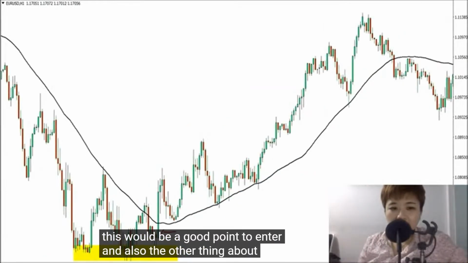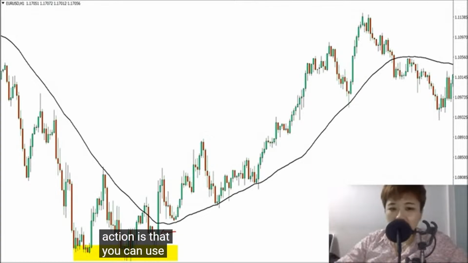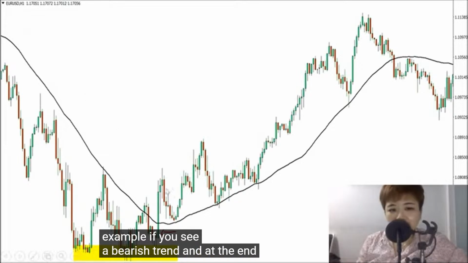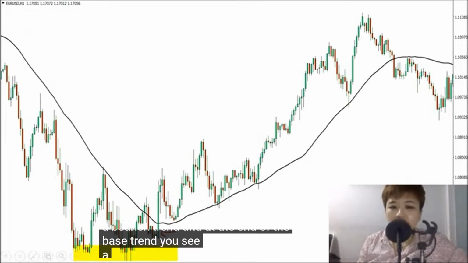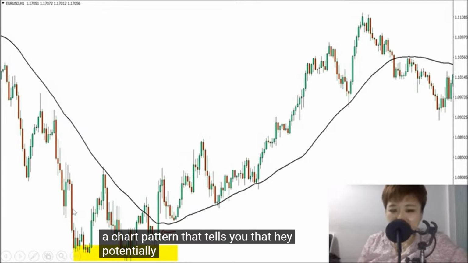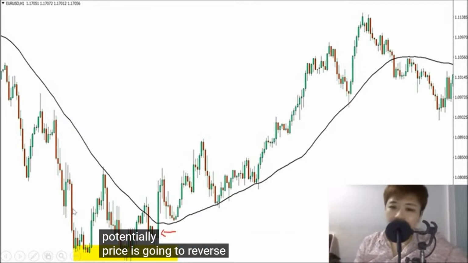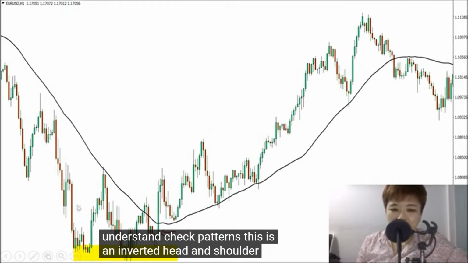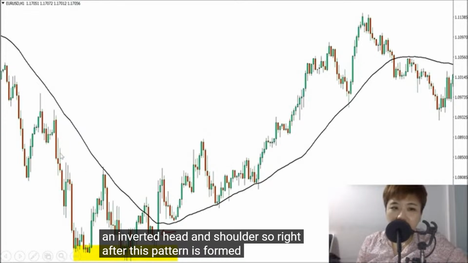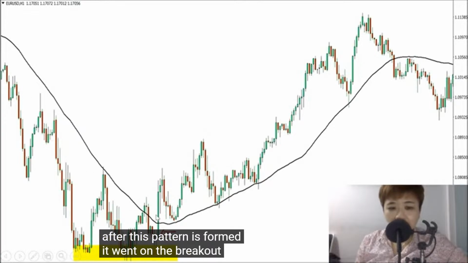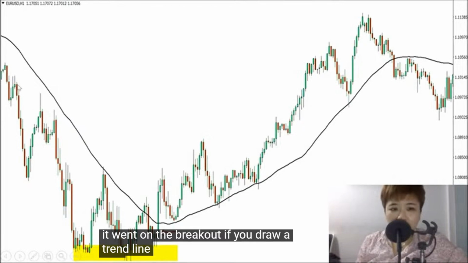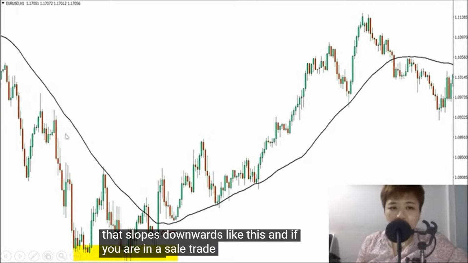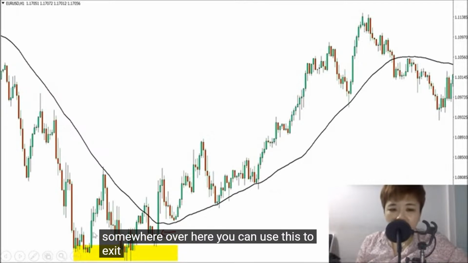And also the other thing about price action is that you can use it to exit a trade. So for example, if you see a bearish trend and at the end of the bearish trend you see a chart pattern that tells you that, hey, potentially price is going to reverse. If you understand chart patterns, this is an inverted head and shoulders. So right after this pattern is formed, it went on a breakout. If you draw a trend line that slopes downwards like this, and if you are in a sell trade somewhere over here, you can use this to exit the trade.